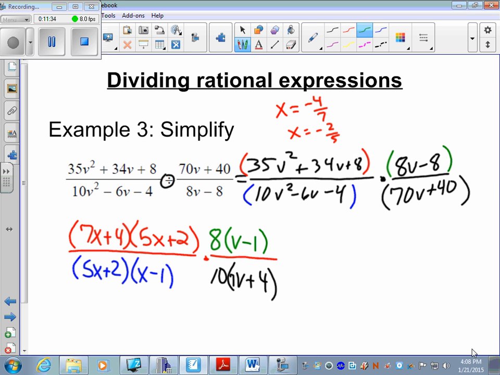So we have 7v plus 4 divided by 7v plus 4, v minus 1 over v minus 1, 5x plus 2 divided by 5x plus 2. How much is left on the numerator? I have 8 on the numerator, 10 on the denominator. So if I have 8/10 left, that can be reduced by dividing top and bottom by 2, so that's 4/5. Again, 4/5. That's your answer.